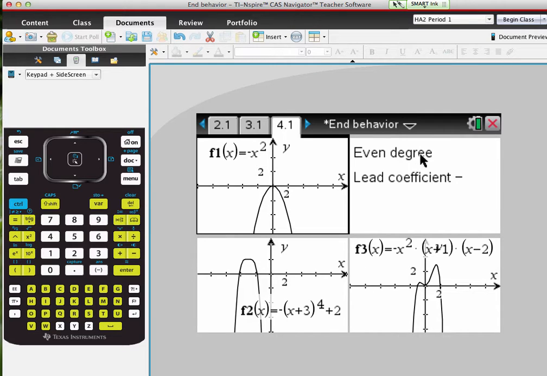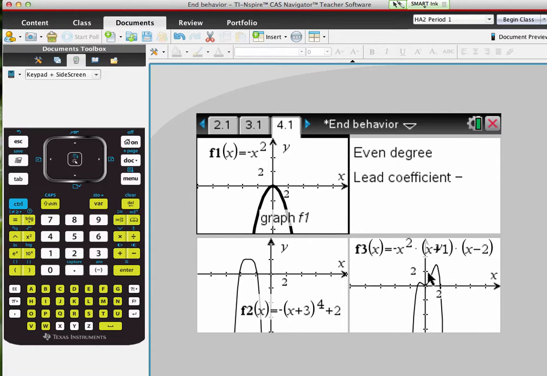Last type, even degree, leading coefficient negative. So just like our basic parent function, negative x squared, both ends down, here, both ends down. You see the negative sign on the outside of our fourth power expression. Here, a negative x squared times another product of x times x. Total would be x to the fourth, negative as that lead coefficient, so you're going to have both ends down.